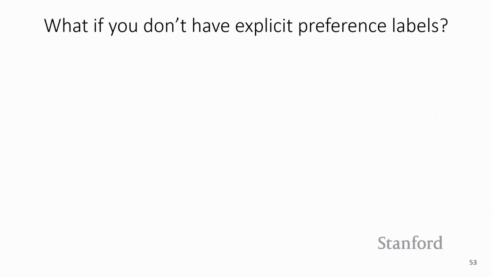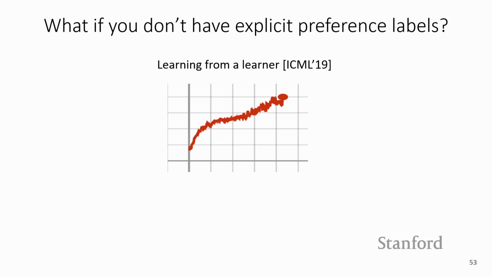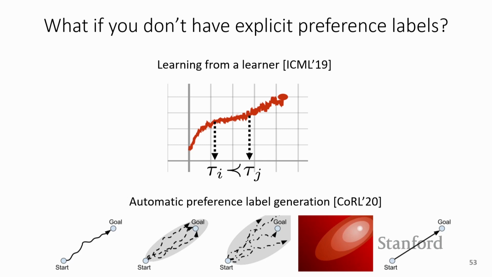You might ask, what if you don't have explicit preference labels? We've also looked at ideas of learning from a learner. If I can watch a learner over time, who's on average improving, we can actually use the timestamps of different trajectories that we've seen, and this works pretty well to give us labels. We've also looked at work on automatically generating preference labels by adding noise into a behavior clone policy.